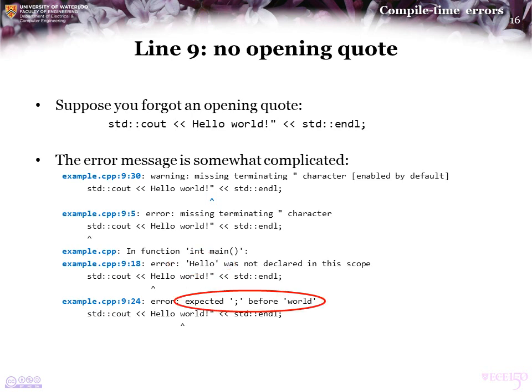Also, it's trying to interpret world as another function name or variable name, or perhaps even a type name. And it's saying, look, you already have the identifier hello. You better have a semicolon or perhaps some sort of operator between hello and world. Now, here we see the compiler trying to make sense of your mistake. But if you fix the first mistake, that is, putting in the double quote, then that will solve all the other mistakes as well. But at least we can see how the compiler is trying to make sense of what's being presented to it.